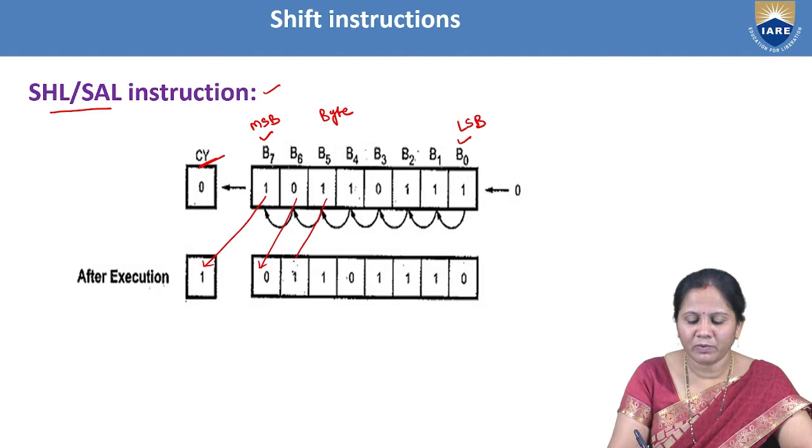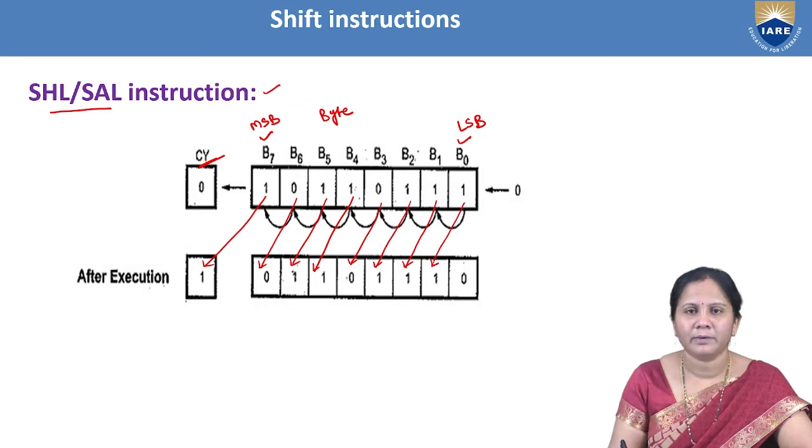Next, this B5, which is 1, will come here. The next bit is B4, and it comes here. Next, this is 0. Next, 1, and here comes 1. And this B0 LSB bit will go to here.